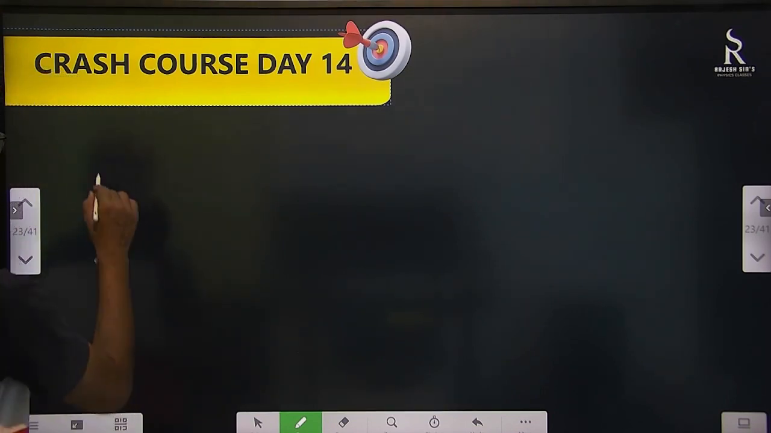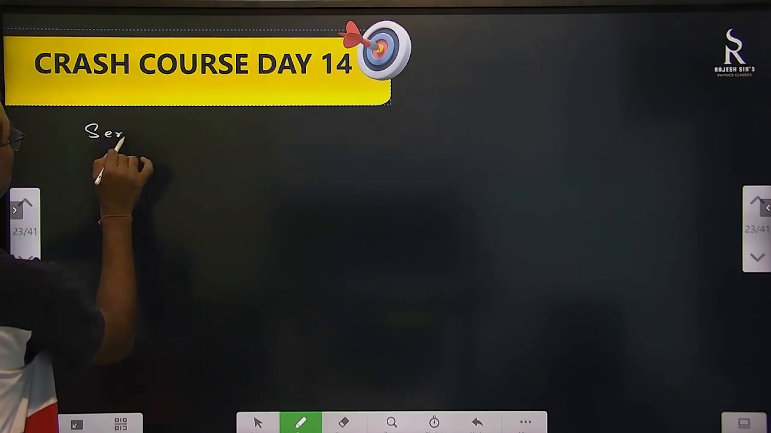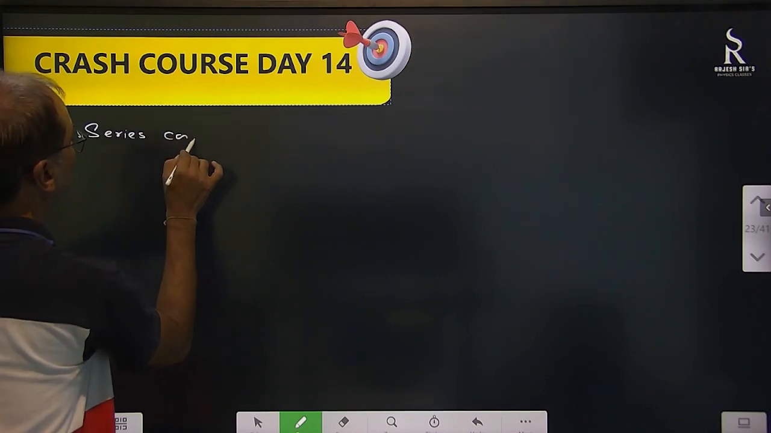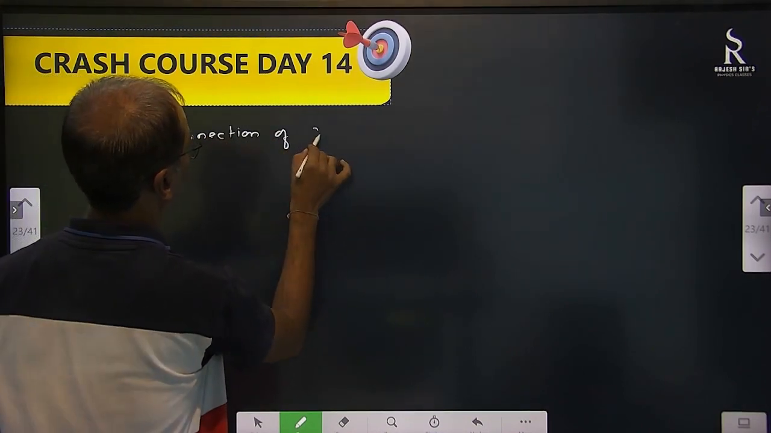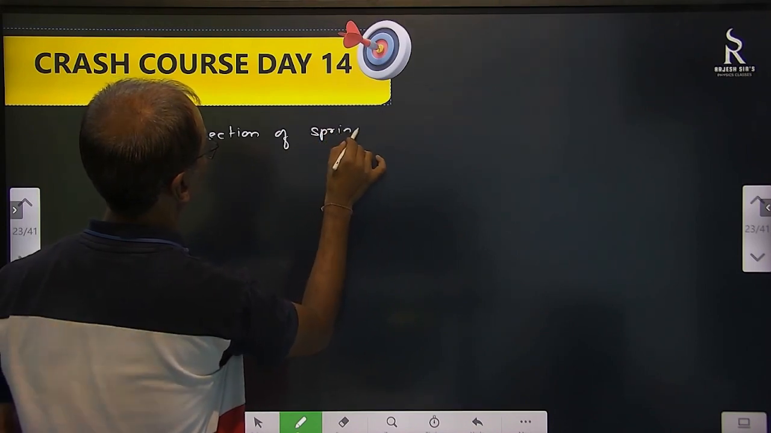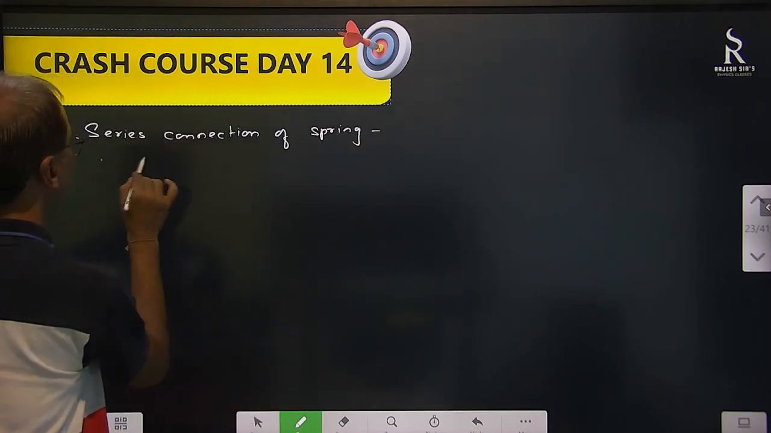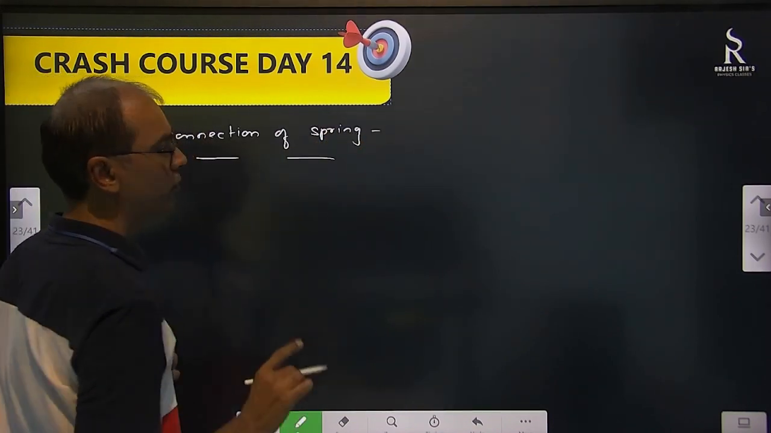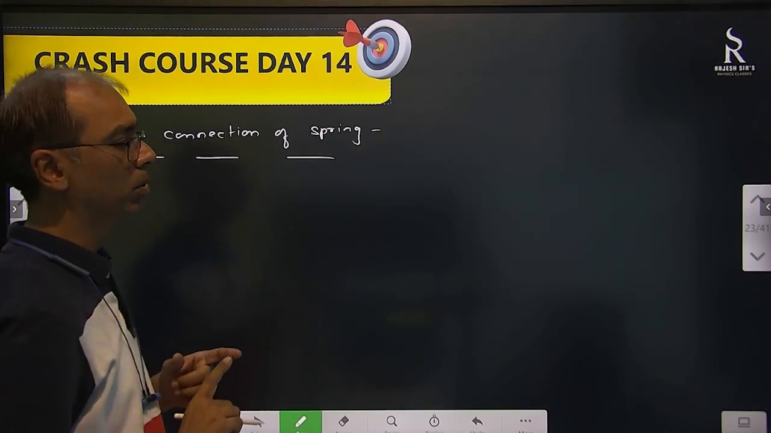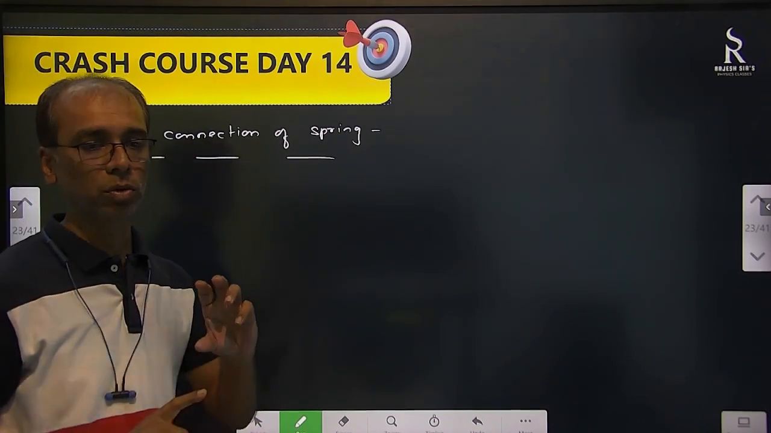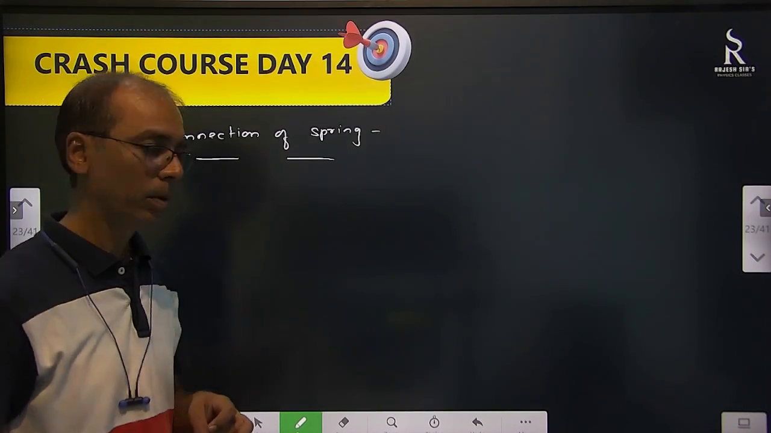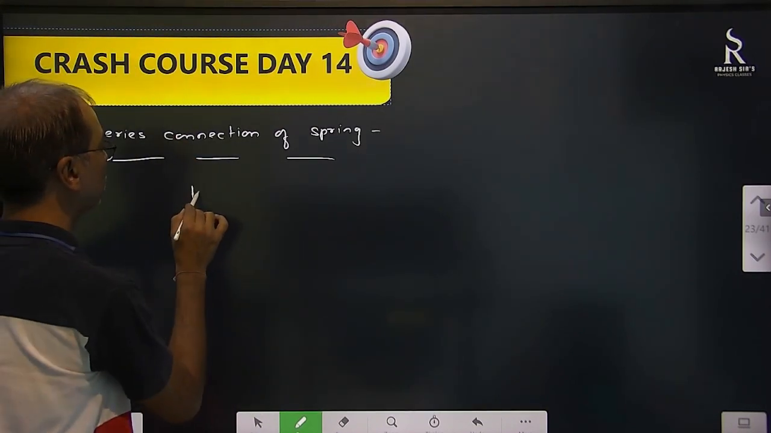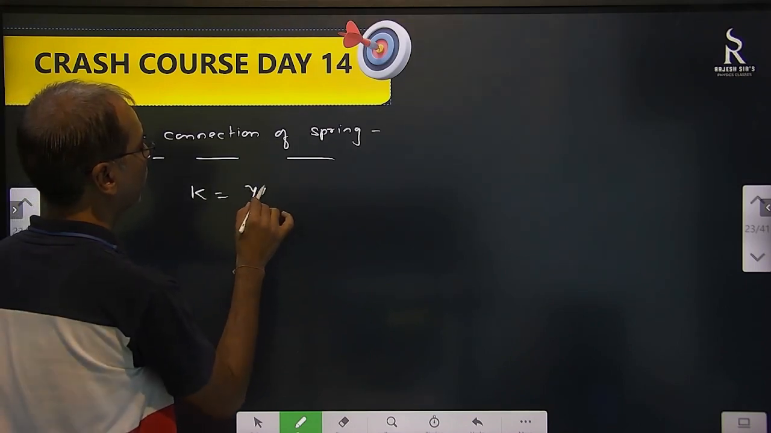Okay. Let's move to series and parallel connection of springs. The series connection of springs, what happens in that? Now if you remember, when I was teaching you about elasticity, there I showed you the relation between k and Young's modulus. Remember that. That is also important. k equal to YA by L it was.